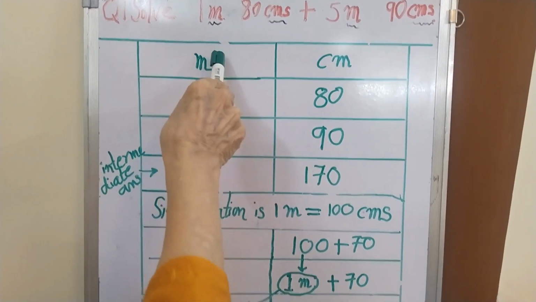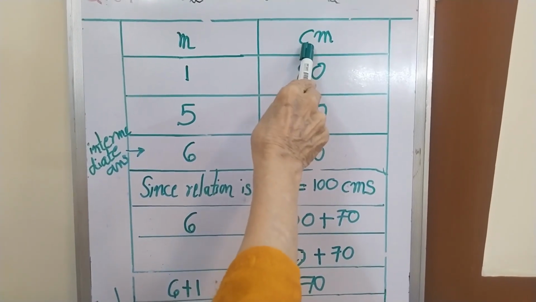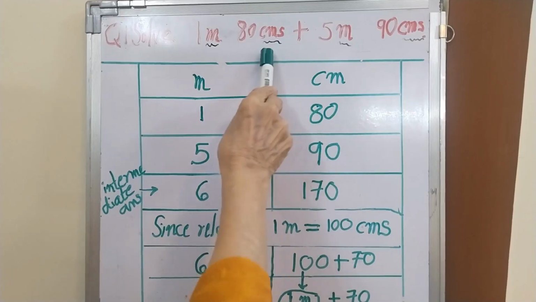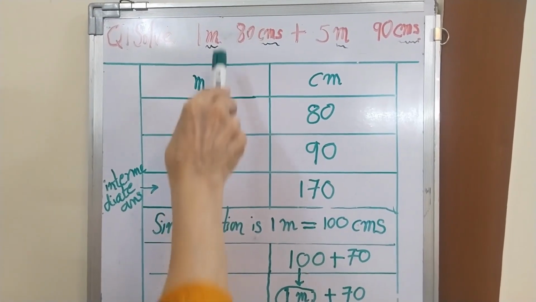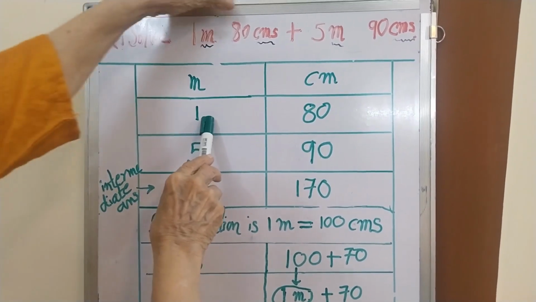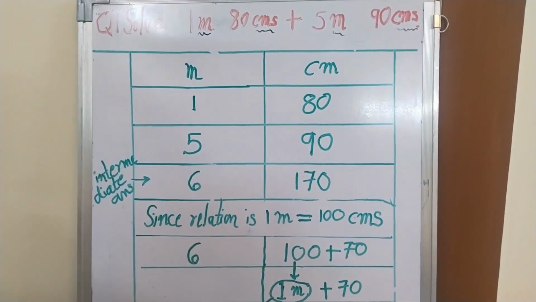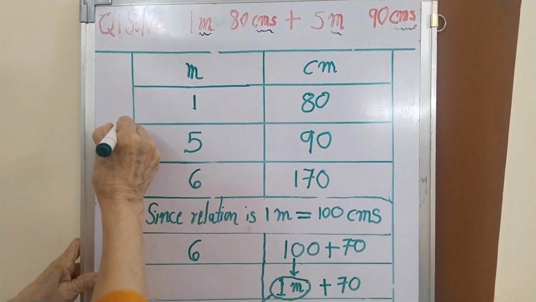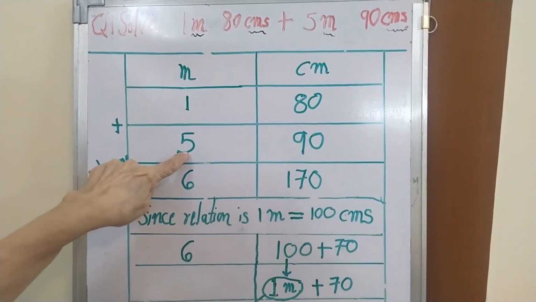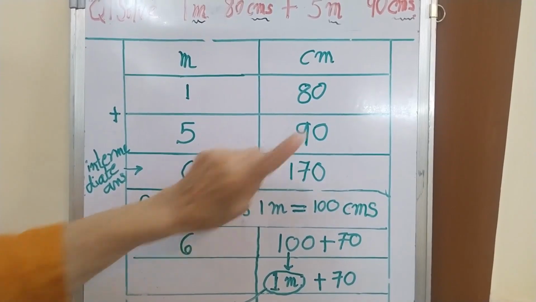In the first column we are going to write meters, and here we have written centimeters. Then whatever they are asking us to do, those figures we will have to enter below. Here we are entering 1 meter and 80 centimeters. Plus. Second one, 5 meters goes here under meters and 90 centimeters goes here.